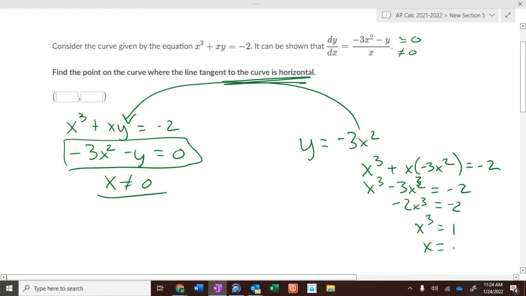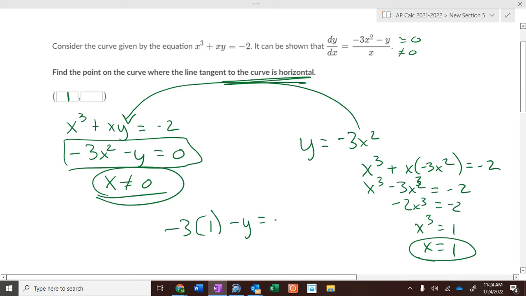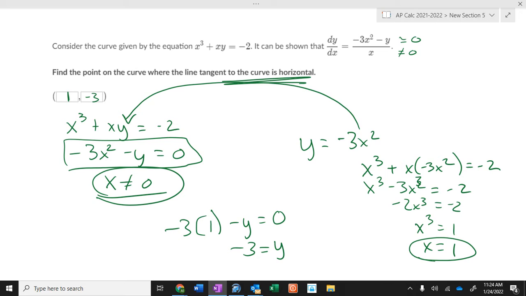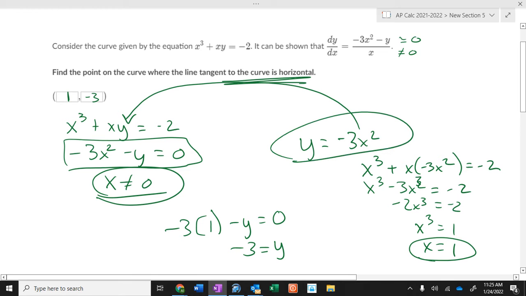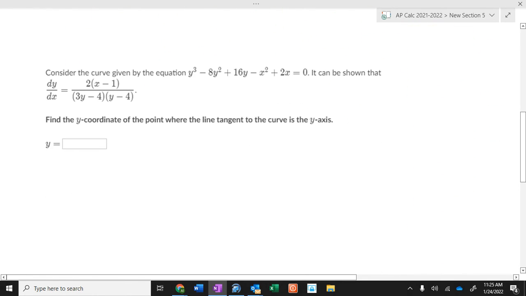Okay, so what is x going to equal? 1. Now, does x not equal 0 if it's 1? Yep, it checks for that one. Okay, so 1 is your x value. What's your y value going to be? Well, if you put 1 into this equation, negative 3 times 1 squared is 1 minus y equals 0. So y must equal negative 3. So it's a point 1, negative 3 where the curve is horizontal. Yes? Can you just plug in the 1 back into the y equals negative 3x squared? I could, yeah, I should have done it right there. Okay.